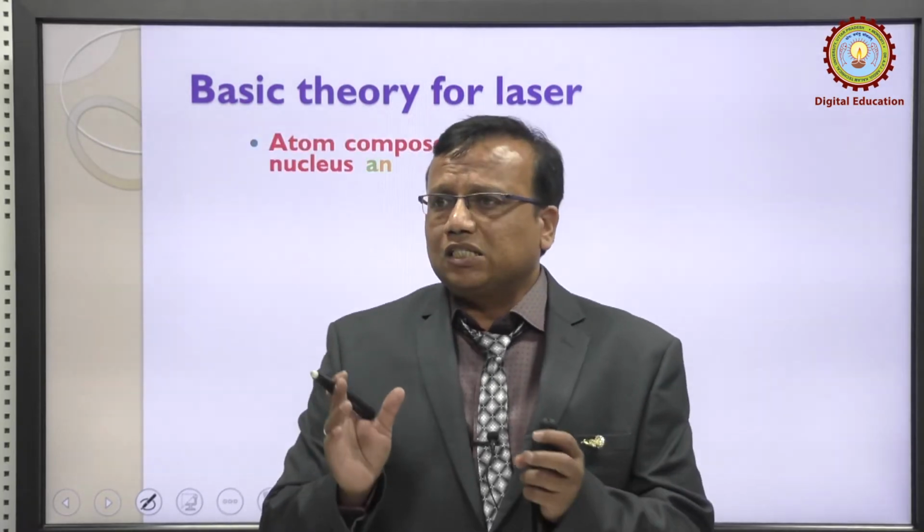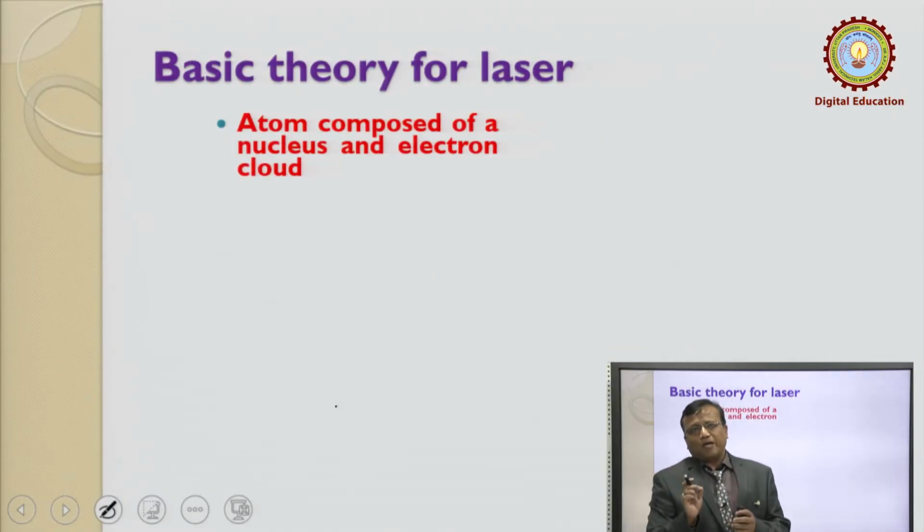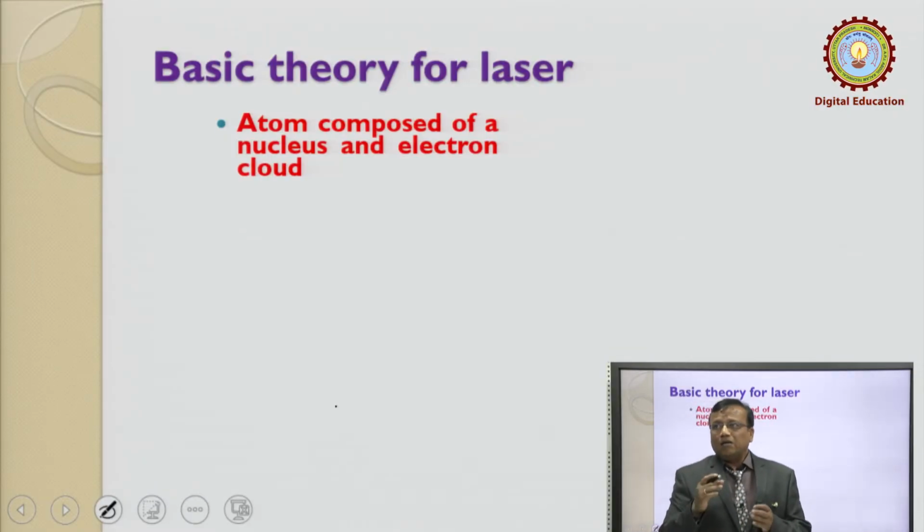Light is made up of very small particles called photons, and light comes from atoms.